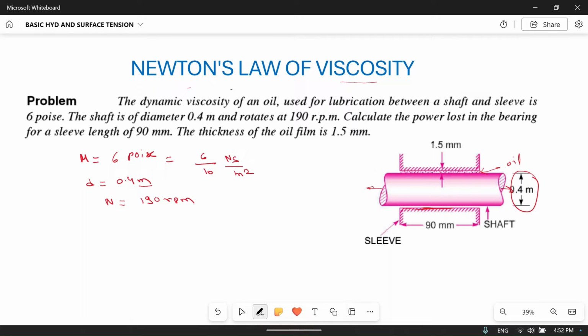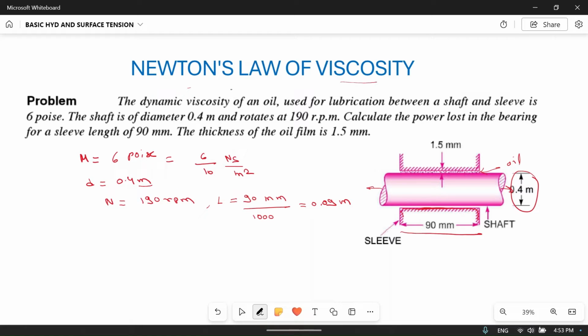Calculate the power lost in the bearing for a sleeve length of 90 mm. So this is the sleeve length. It looks like a rectangle, but this is a circular sleeve around this shaft. Okay, this is just a cross section. So the length of this circular sleeve is 90 mm. This is divided by 1000, which is equal to 0.09 meter.